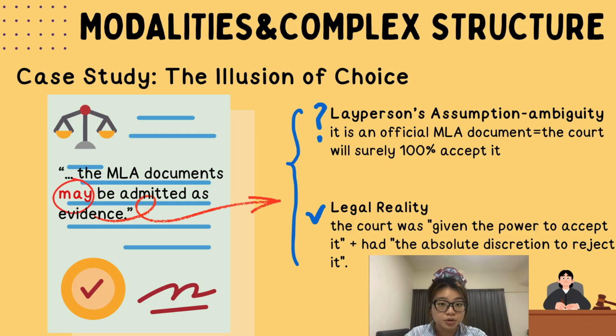Because the drafter used the word "may," the court is only given the power to accept it, meaning that the judge retains the absolute discretion to reject it. So this is the subtle trap of legal language. One single word can completely shift the result, and it may turn a guarantee into probability and leave ordinary people with nothing but an illusion of choice. So that's all from my part.